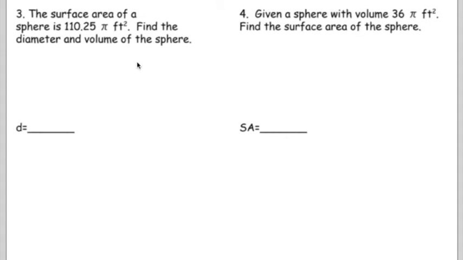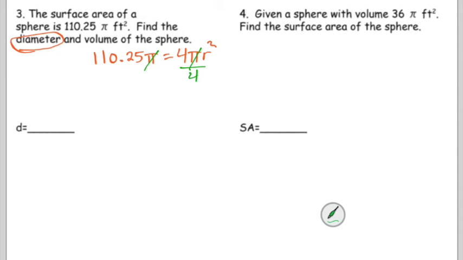Last two have us solving, doing some backwards work as we're solving. They gave us the surface area right here, so 110.25 pi is the surface area, which is 4 pi r squared. So we're going to solve for the radius, and then of course they want the diameter. So we need to make sure that we double the radius before we write our answer. So one thing that I love about this is that they both have pi, so you can divide by pi by canceling that out. I'm going to divide by 4 before I start square rooting. You want to isolate your r squared before you square root.